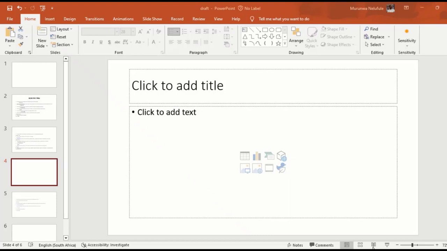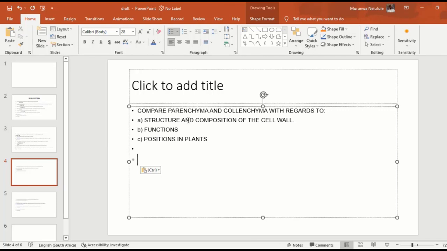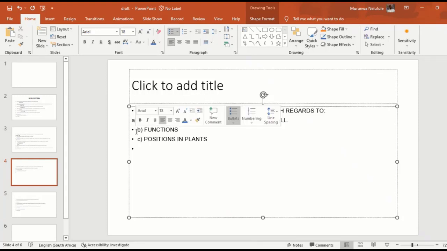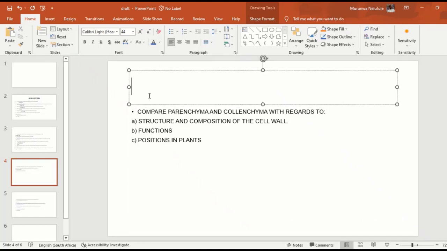Yeah? So here's an interesting question. It says, compare the parenchyma and collenchyma with regards to number one, structure and composition of the cell wall. Number two, its function. Number three, position in the plant. Anyone who can go for it? Let's call this question two.